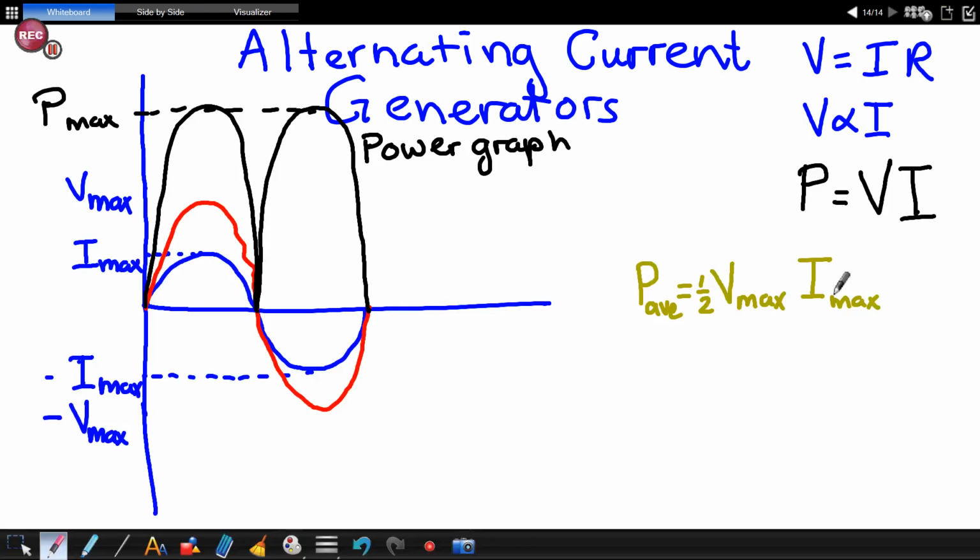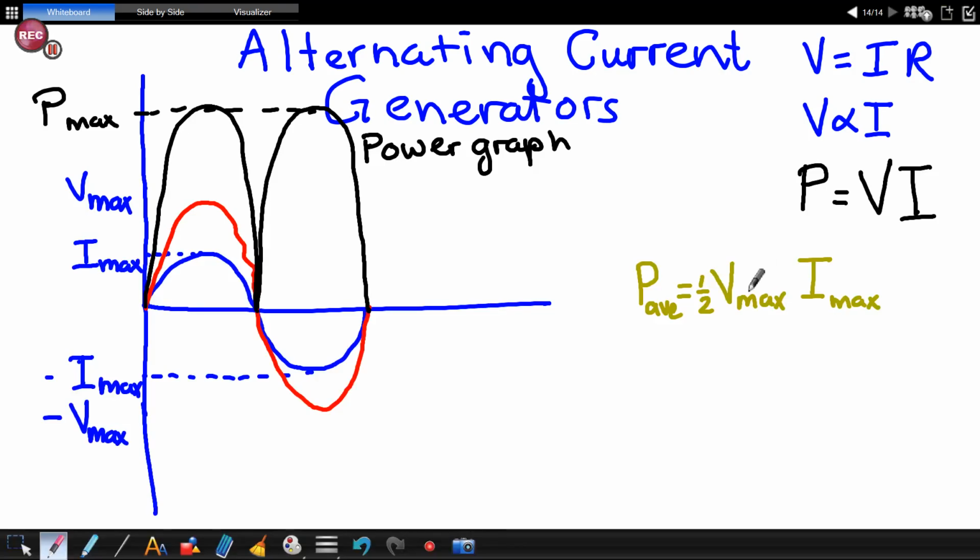Why is it a half? Because that is just the way it is. Average power is a half of the maximum power. And what is the maximum power? It is V max times I max. So V max times I max will give you P max. But P max is not available because this thing changes in strength all the time. So we have to go for the available power, which is the average power, half the maximum power.